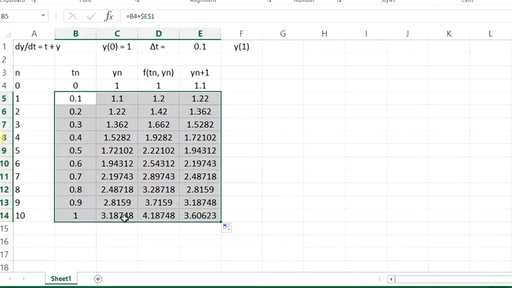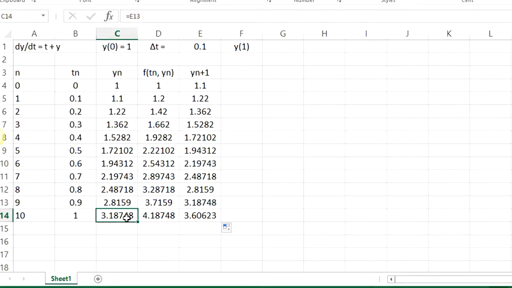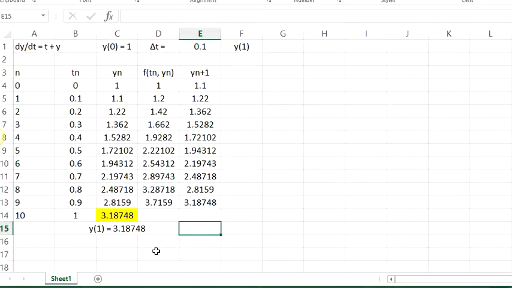The number we're looking for is here, the y10. We don't need these two, but this is my 10th value I'm looking for. So this is my estimation: y of 1 is equal to 3.18748. And that's Euler's method.